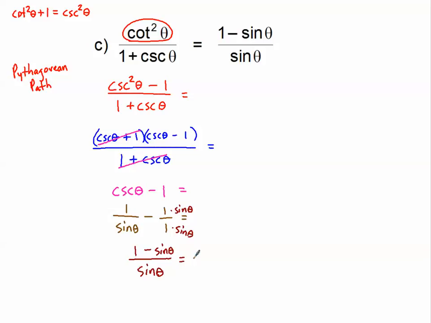And I'm pretty sure that's what I needed. I draw a little arrow and a check mark. There's my Pythagorean path, or at least the first part involved a Pythagorean.